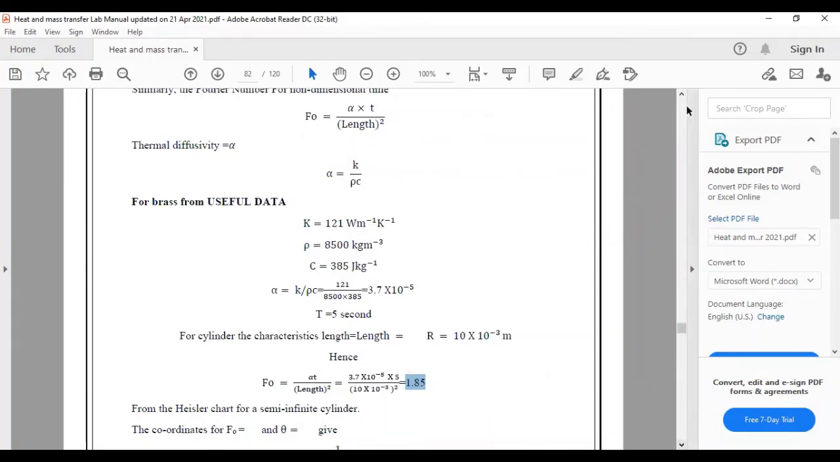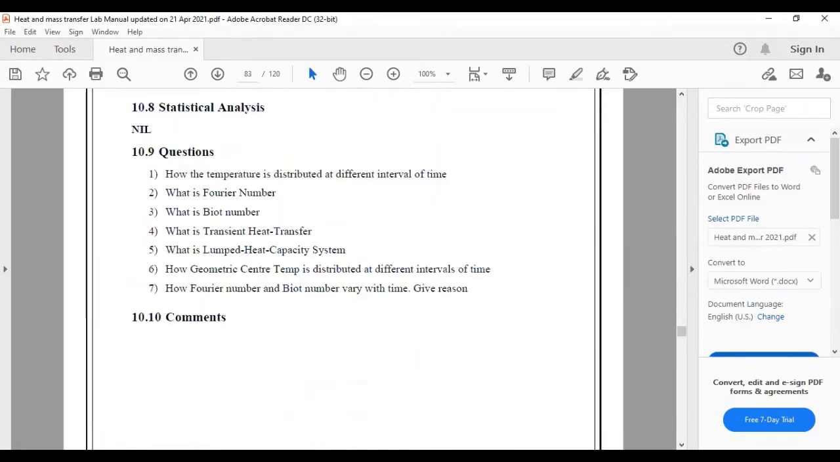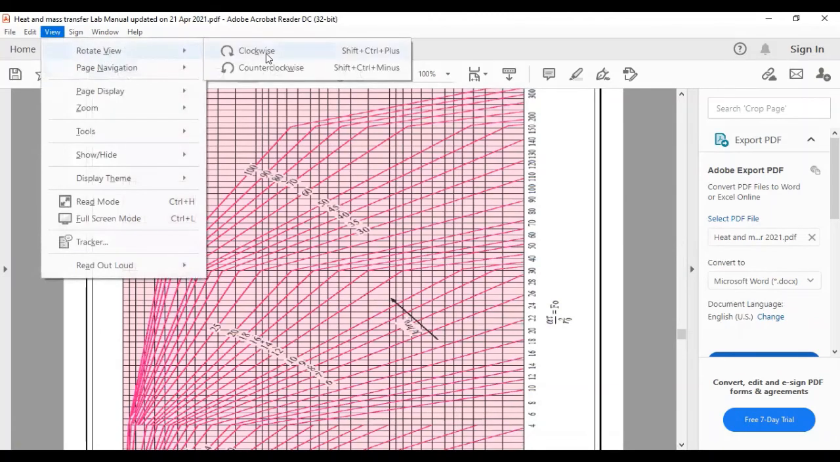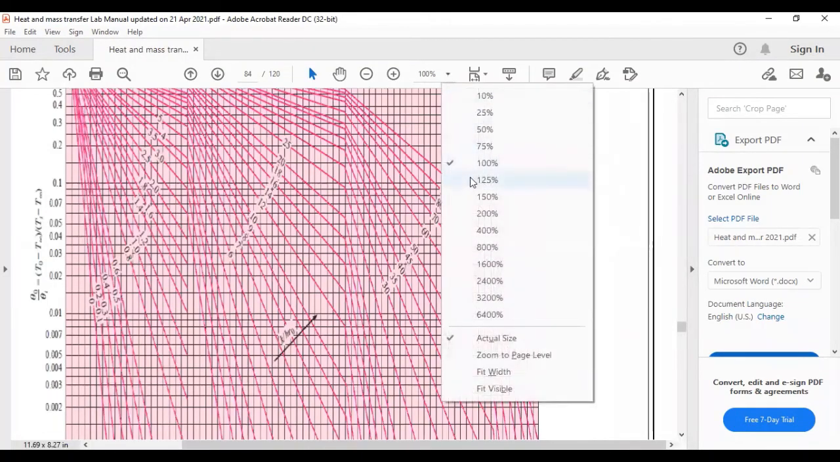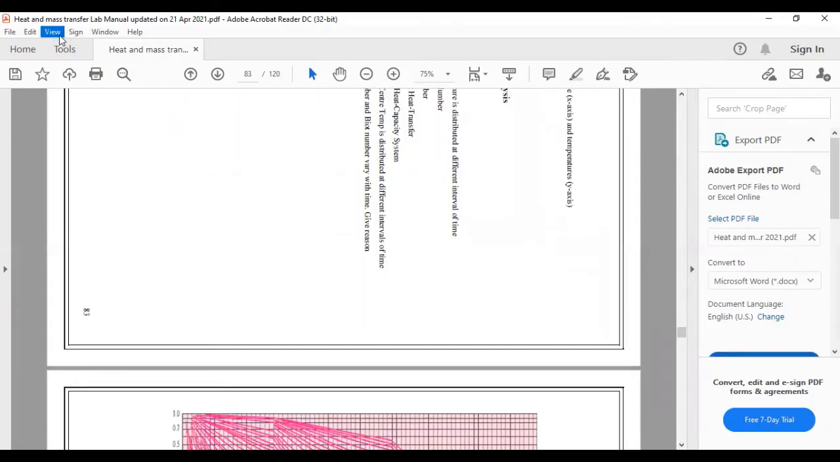So we have got the value of theta and this Fourier number. These are the coordinates. We will now use the Heisler charts to find the Biot number. These are the Heisler charts. If I rotate the view clockwise, on the x-axis there is the value of the Fourier number, and on the y-axis the value of theta. Different lines are there. We will match the lines, and these lines represent the inverse value of the Biot number.